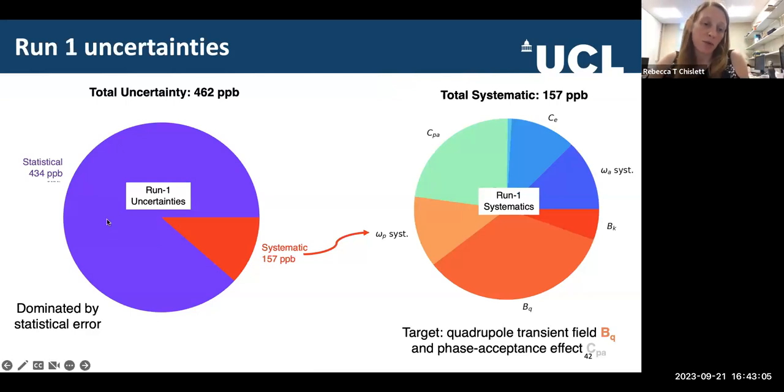So this is a summary of the uncertainties that we had for run 1. As I said, it was very statistically dominated, and obviously we have more data in run 2 and 3. But if you look at the systematics in more detail, you can see that the quad transient I just talked about is the biggest of the systematics, so we really focused on that. The second biggest is from the phase acceptance, which is the variation of the phase based on the average position of the beam.